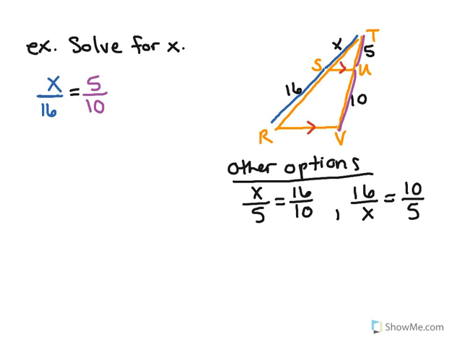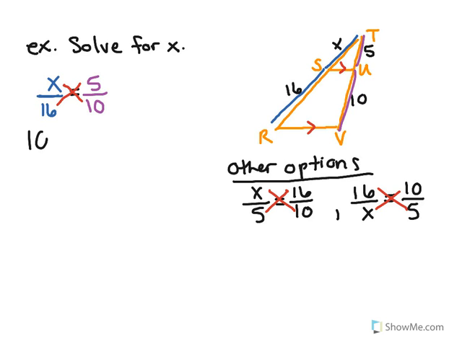Take a look at all of the cross products that we get. In the first part that I did, over here in blue and purple, the cross products I get are X times 10 and 5 times 16. Take a look at the other options over here. Let's see if we get the same cross products. Here's X times 10 and 5 times 16. X times 10, 5 times 16. So as long as your setup results in the same cross product, we're all going to get the same answers.